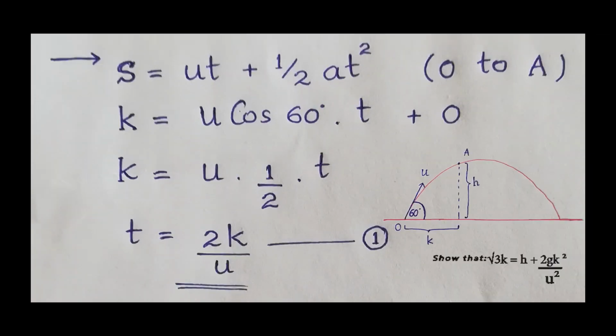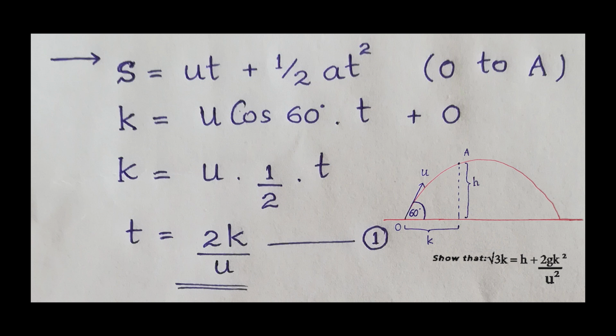I can apply linear equations from O to A, but we don't know the final velocity of this motion at point A. That means we don't know v. So I can't use v equals u plus at, v squared equals u squared plus 2as, or s equals (u plus v) over 2 into t. The only equation I can apply is s equals ut plus half at squared.